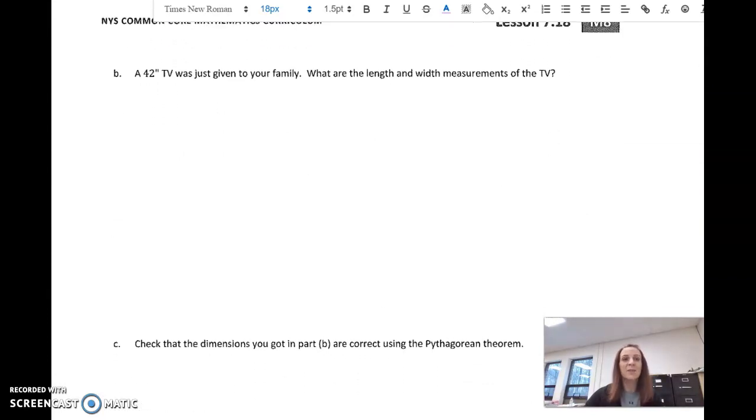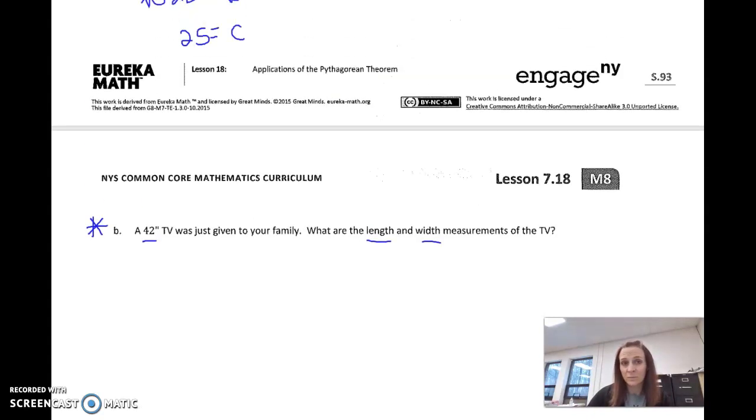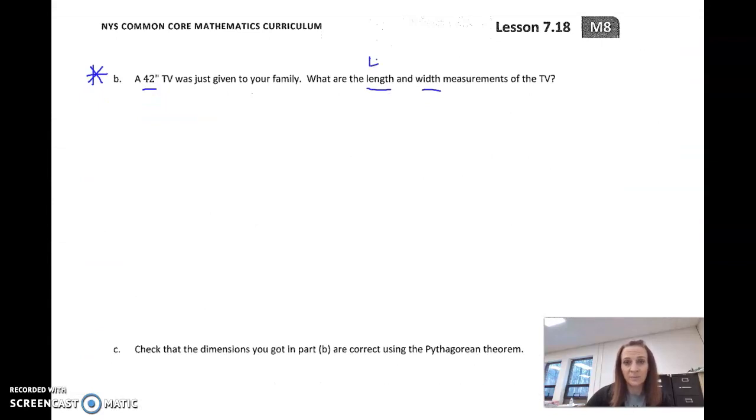Okay, because this one says a 42-inch TV was given to your family. What are the length and width? So pay attention to this. Okay, we're told that length to width is 4x and 3x. Length of 4x, width of 3x. Okay. Whatever x is, the length's going to be 4 times that. Whatever that standard number is there, the width is going to be 3 times that.